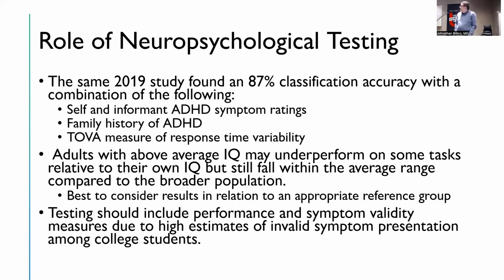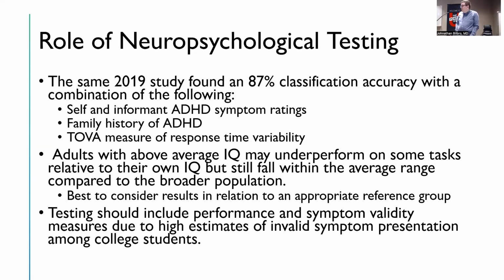That same study did find an 87% classification accuracy when you combined a few things. One, self and informant ADHD symptom ratings, similar to the CARS that we mentioned earlier. Two, the presence of a family history of ADHD. And then finally, the TOVA measure of response time variability. The TOVA, or test of variables of attention, is a continuous performance task, which we'll talk about in more detail in a moment. But that study did suggest that when you combine these three things, the 87% classification accuracy is reasonable.